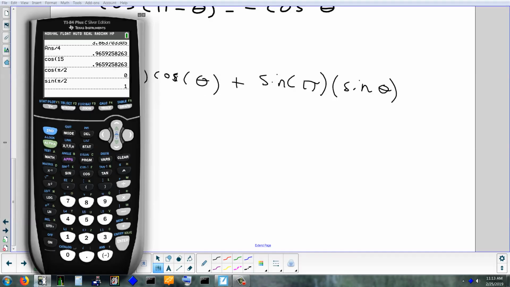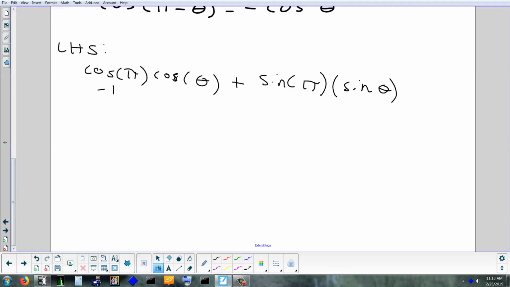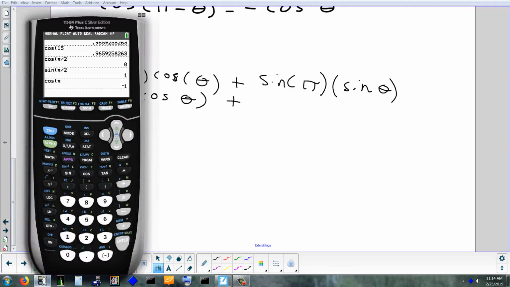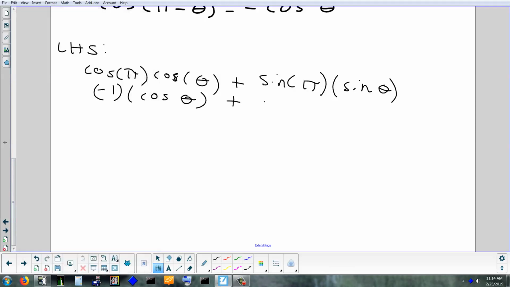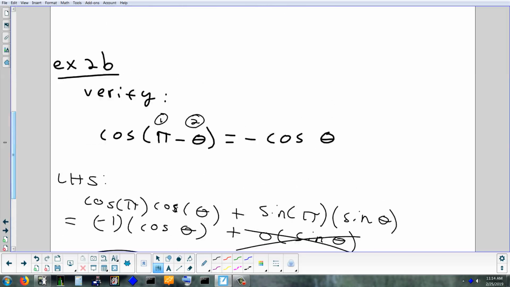Now the next part, just type it in and see what you get. Cosine of pi is -1. So you're going to have -1 times cosine, plus, now we're going to type in, what am I going to type in next? Sine of pi, which is 0. And what's 0 times anything? 0, that's gone. So that part's gone. And what's -1 times cosine? Negative cosine. Let's scroll back up. That's exactly what we were supposed to get.